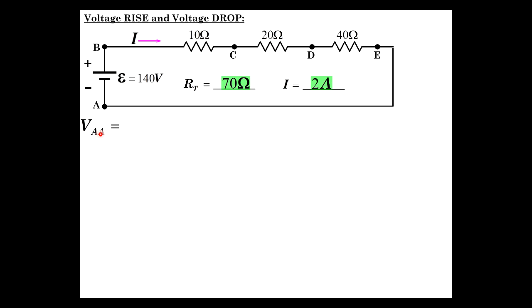So when we say VAA, what we mean is the voltage of point A with respect to, you got it, point A. In other words, point A is the reference. And of course, that's 0. There's no rise or drop from A to A. It's the same point. So A is the reference point for 0 potential.